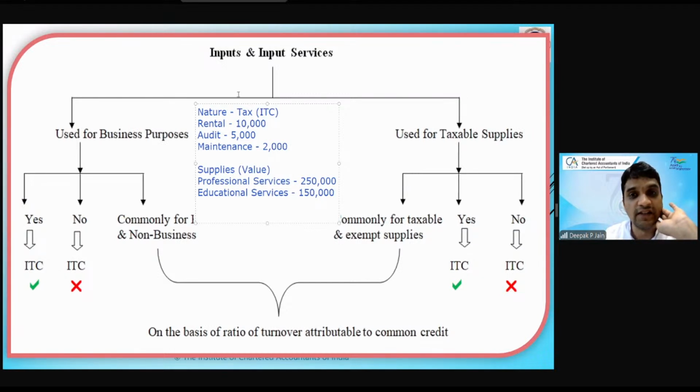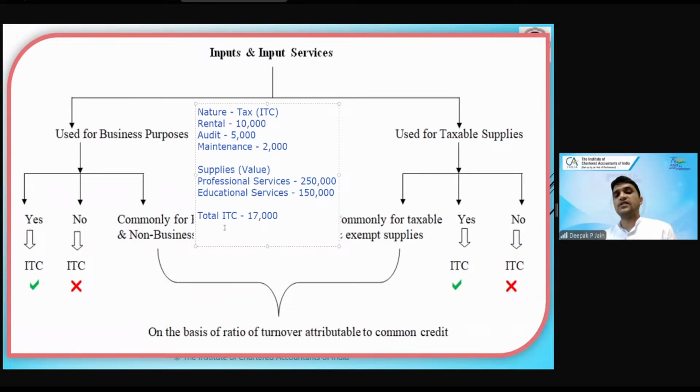5/8 of ITC. One person is saying 7,000, one person is saying 5/8. How can it be 5/8? I didn't understand. What is your total ITC? Total ITC is 10 plus 5 plus 2, 17,000. Correct? Okay. Correct. Proportionate.